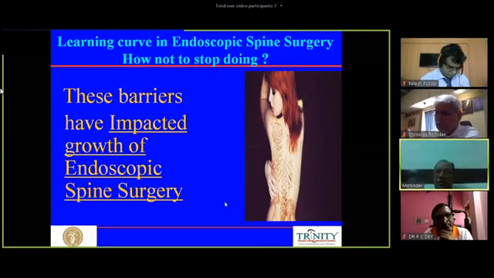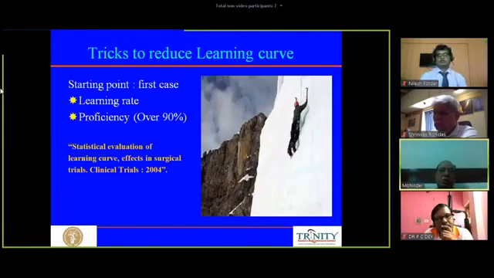The companies are coming out with one system after another, and more and more workshops are held. Only time is going to tell. There needs to be a white paper now on which system one should opt for. So now let's talk about how we can reduce the learning curve. Let's talk about the starting point.